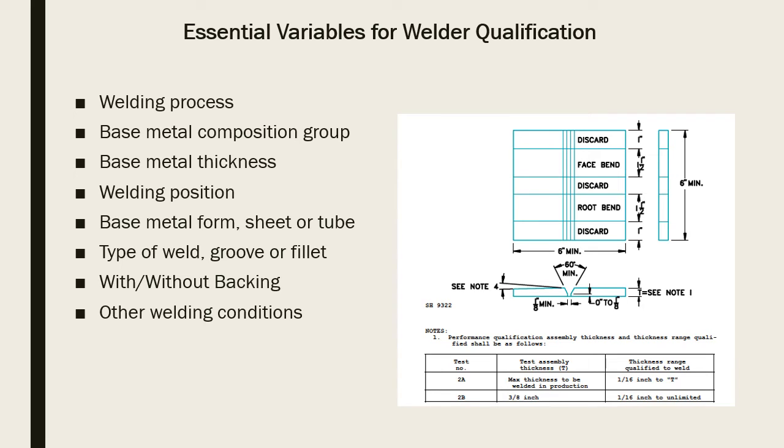Type of groove weld. Is it a groove or a fillet? Fillet welders, you qualify a guy with fillet welds, he's not qualified to weld on grooves. Groove welds, they're good with grooves and fillets for ASME Section 9. With or without backing. Is my groove an open root or is it not? Do I have backing? Do I have a backing ring, a backing strip, some form of backing on that weld? Or am I just going to weld it and then back grind it out and put in backing and call it good? And then there's a couple other welding conditions in there.